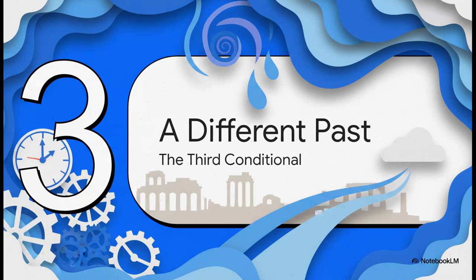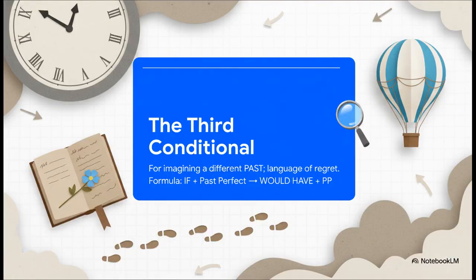Okay, so we've covered the present dream. Now let's shift gears and travel back in time. This is where we talk about looking back, reflecting on things that are done and dusted, and sometimes, expressing a little regret. Welcome to the third conditional. You'll notice right away the structure gets a bit beefier here. This is for things that are completely in the past, totally finished.